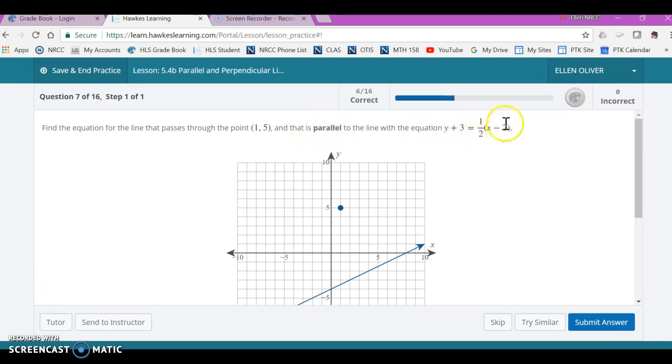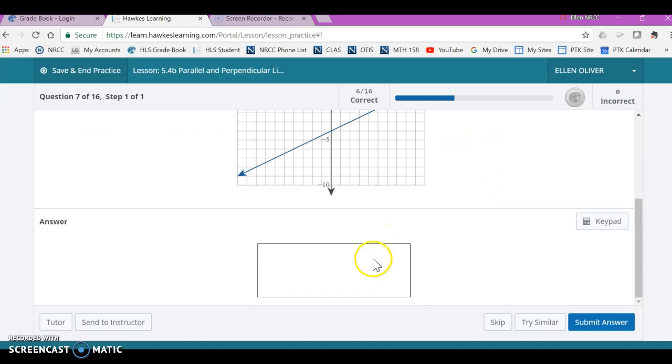Parallel to this line. So I need to look at this line and determine what the slope is. And if you recall, this is written in point slope form, where this is x1, y1, and m for your slope. So my slope of this line is 1/2. Parallel means I want the slope of this line that goes through this point to also be 1/2. So it's going to be y minus 5 equals 1/2 times x minus 1. I'm plugging it into that same format.